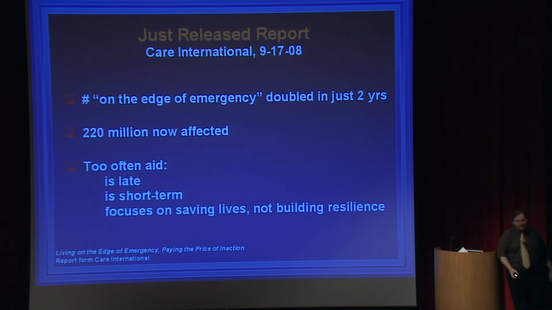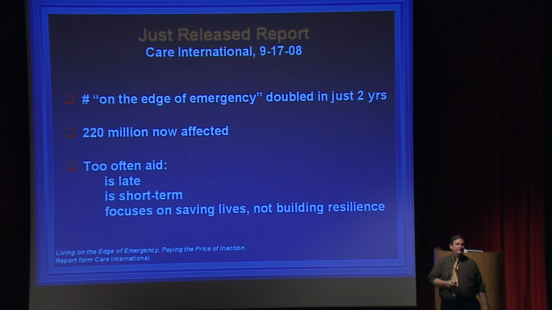The situation with world hunger is becoming even more severe than it has been in the past. This report just came out a few days ago, released by CARE International, and they talked about the number of people in the world who are living in a state of emergency. That is, the poverty is severe, problems with hunger and food are severe as well. And they talked about how the number of people who are right on the edge of dire crisis had doubled in only 2 years. 220 million people, they said, were now affected by this.